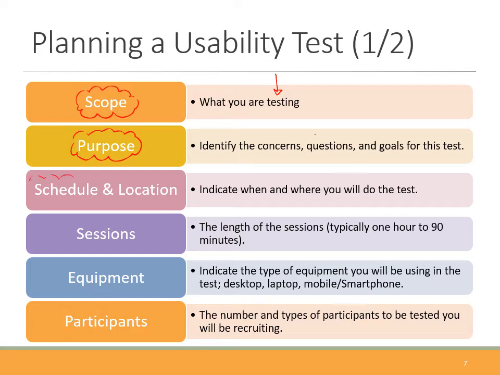The third one is the scheduling and location. Where are we going to make this usability test? Where and when? Okay. And the next one is the sessions. How long do you think that the test would take? The length of each session. For example, a usability test could last for 1 hour or 90 minutes per group of users.